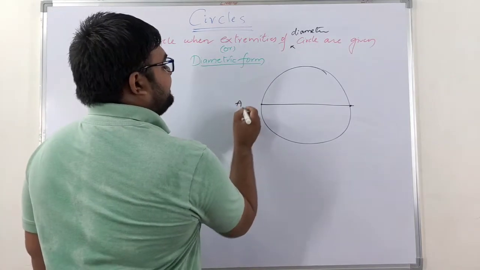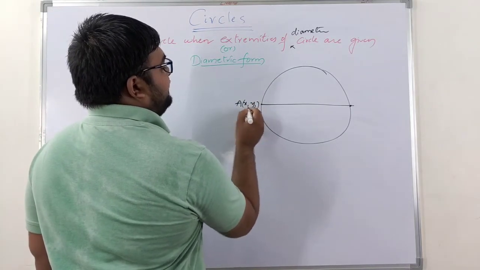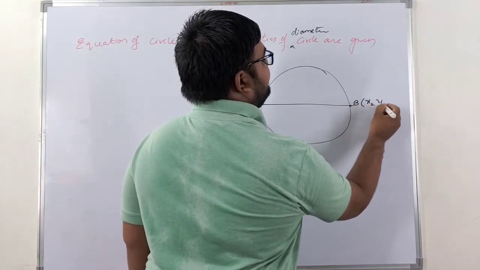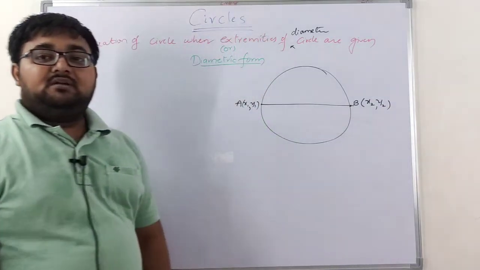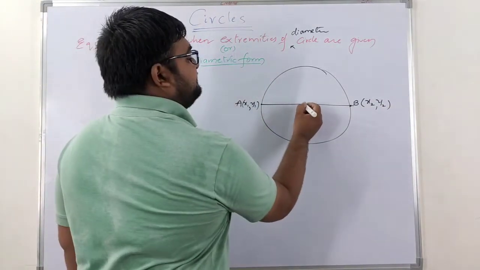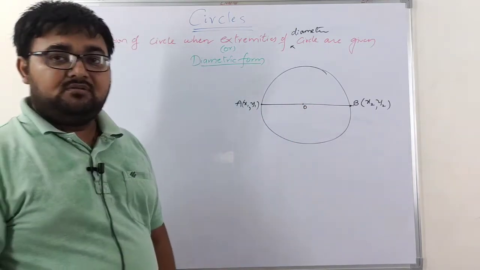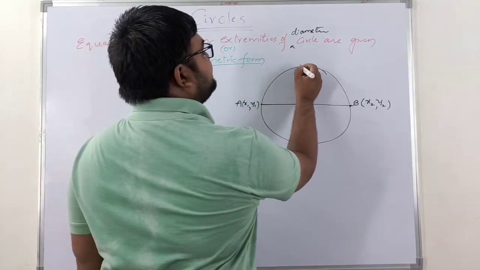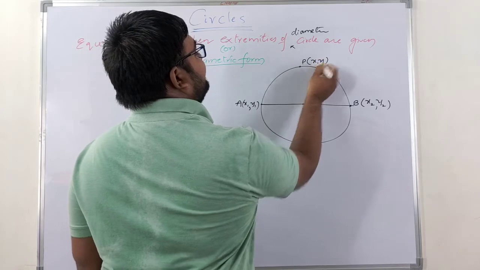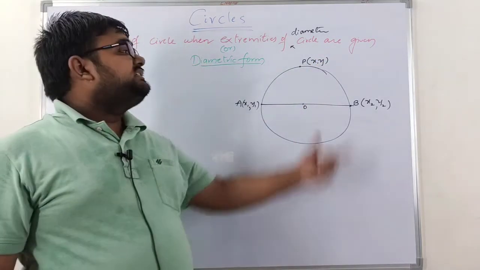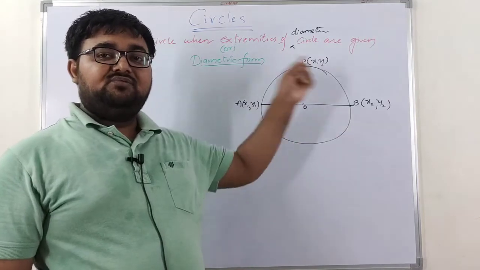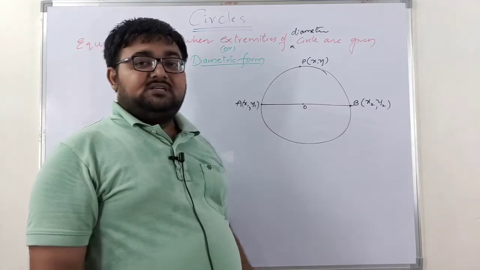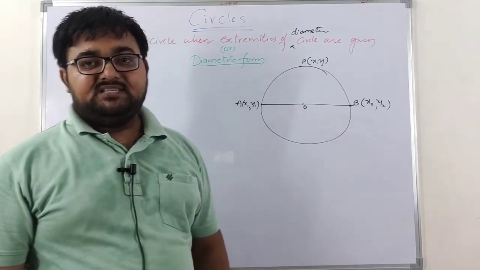Let us consider one extremity as x1 comma y1 and the other as x2 comma y2. This is some center O which we don't know. Now on this circle I am going to consider some point x comma y, which is my locus variable point moving on this circle. This AB is the diameter of the given circle.